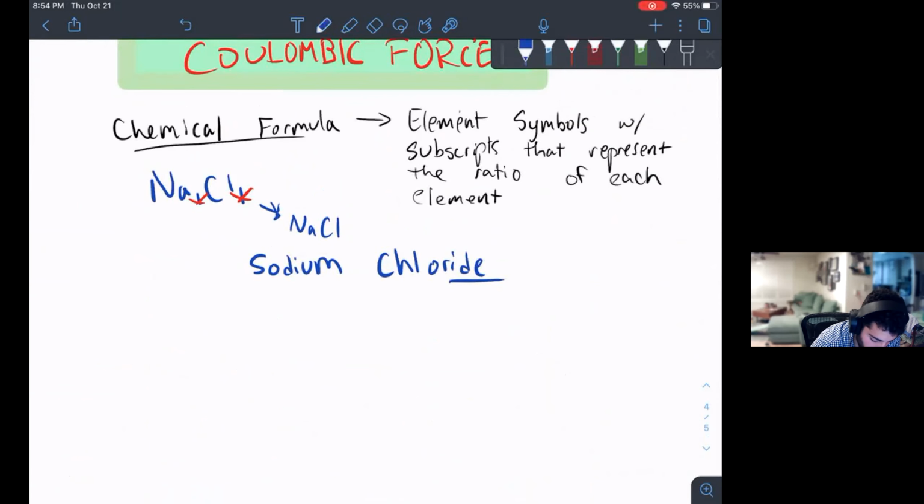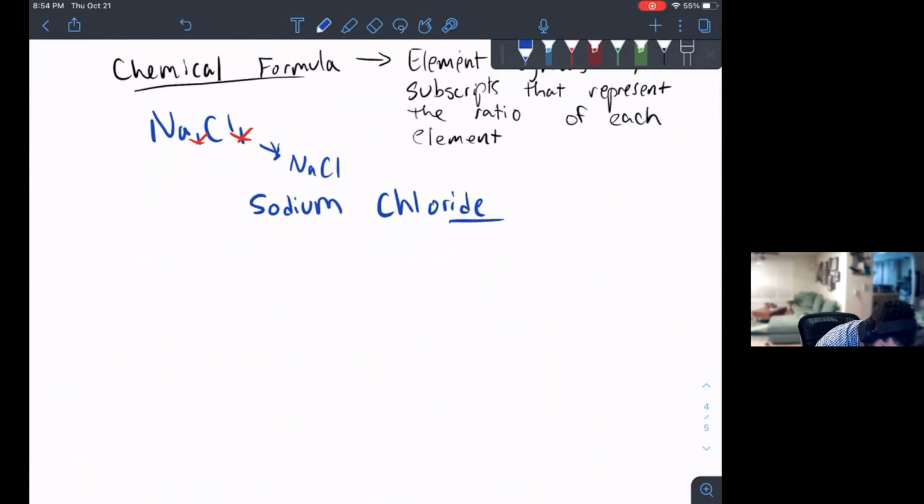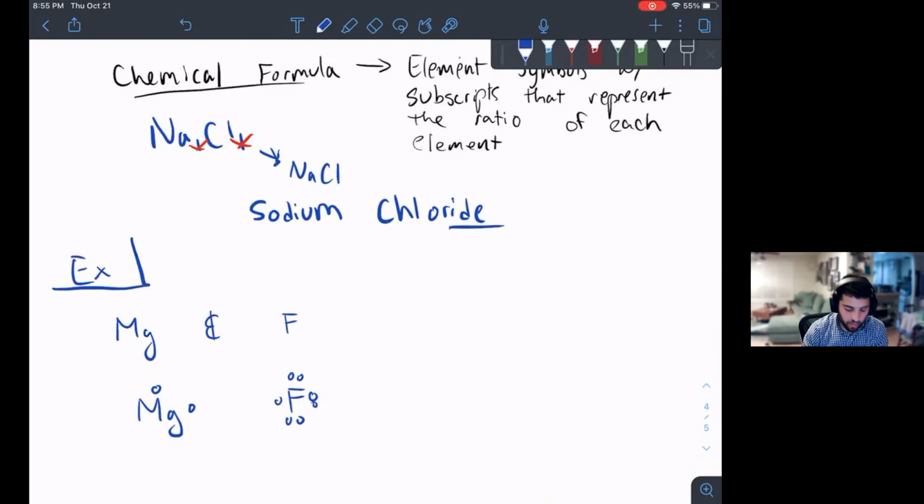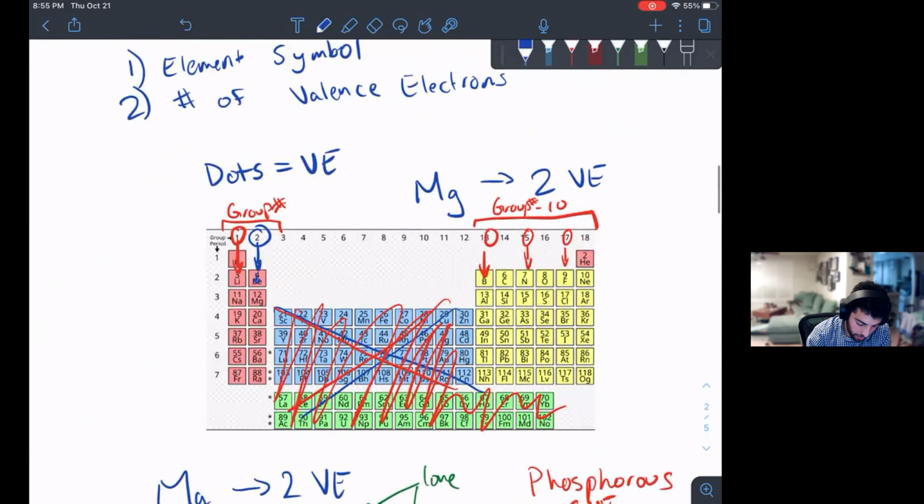Now, I'm going to show you one more example. This one's straight from your book. If we have magnesium and, well, I'll change it a little bit, and fluorine, magnesium and fluorine. So I'm going to start out by writing out these elements. This is an example. Magnesium has 2 valence electrons. Fluorine has 1, 2, 3, 4, 5, 6, 7. Remember, you can get this from the table. If I go back up to my table here, fluorine has 7 and magnesium has 2.